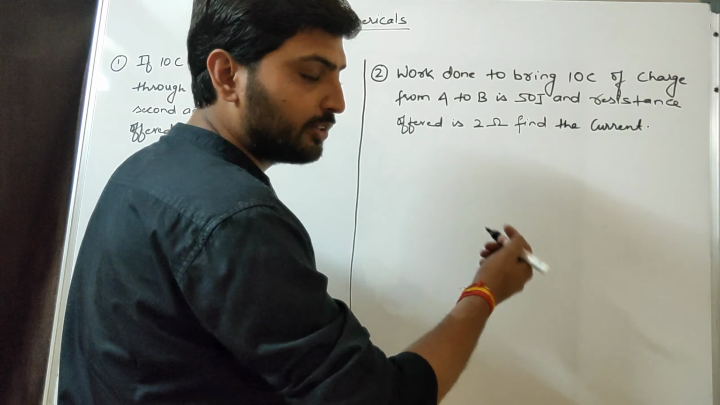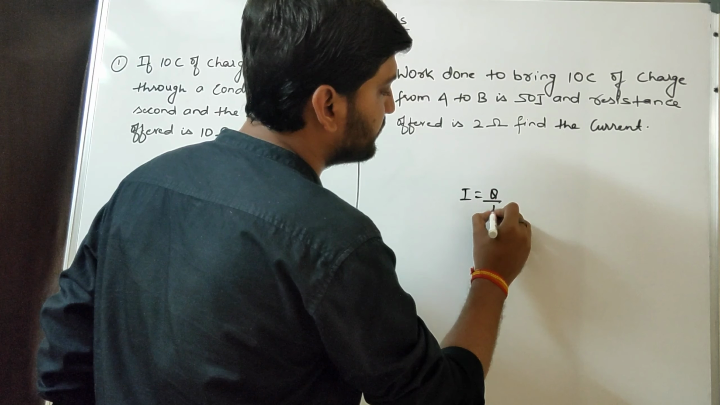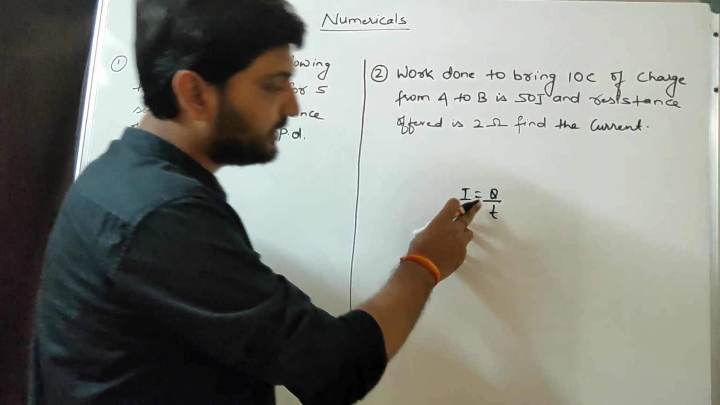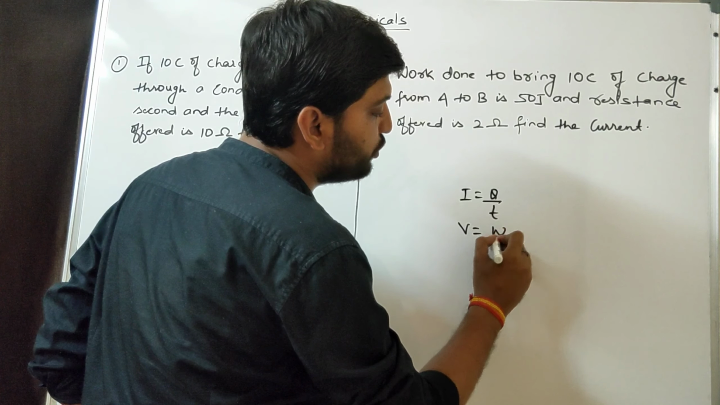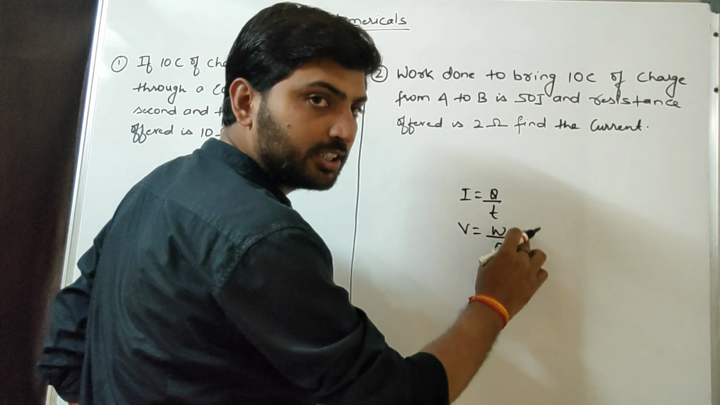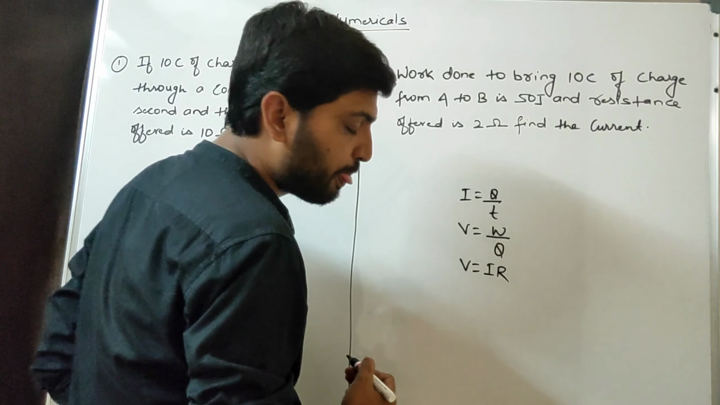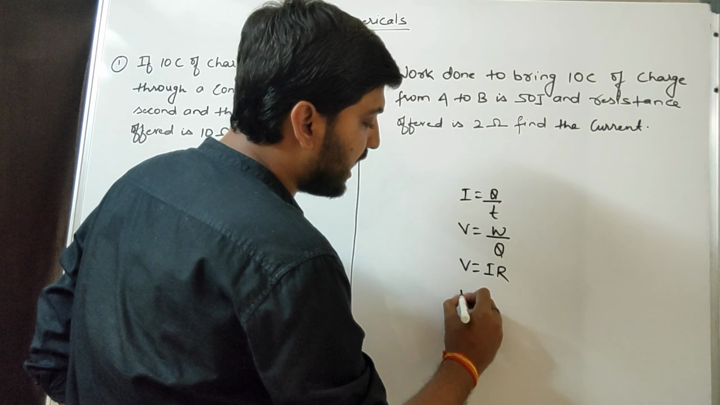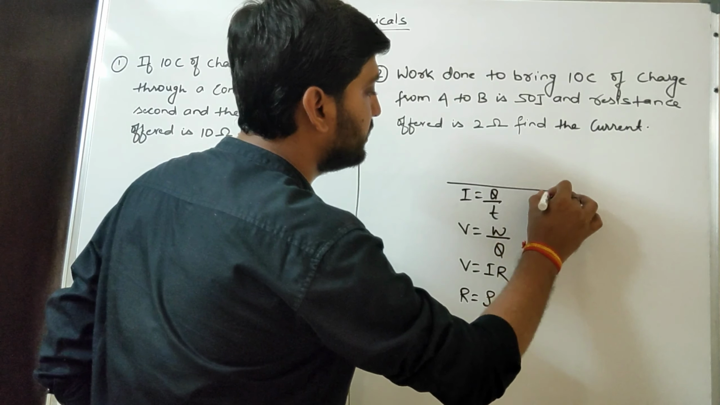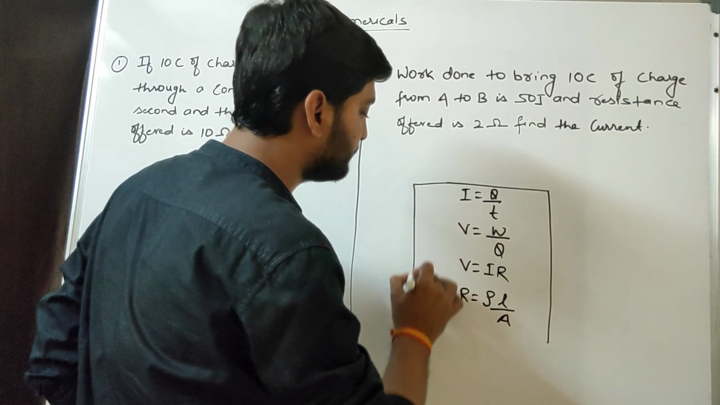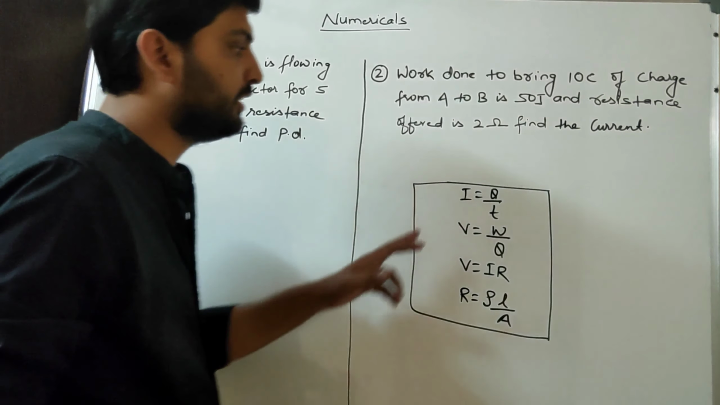So what are the formulas we are going to use? First one is I = Q/T. What is I? Electric current is equal to charge upon time. Then the other formula is V = W/Q. Potential difference is equal to work done by charge. Then from Ohm's law, V = IR. Okay. Then we are going to use R = ρL/A. These are the formulas we will use in this lecture.